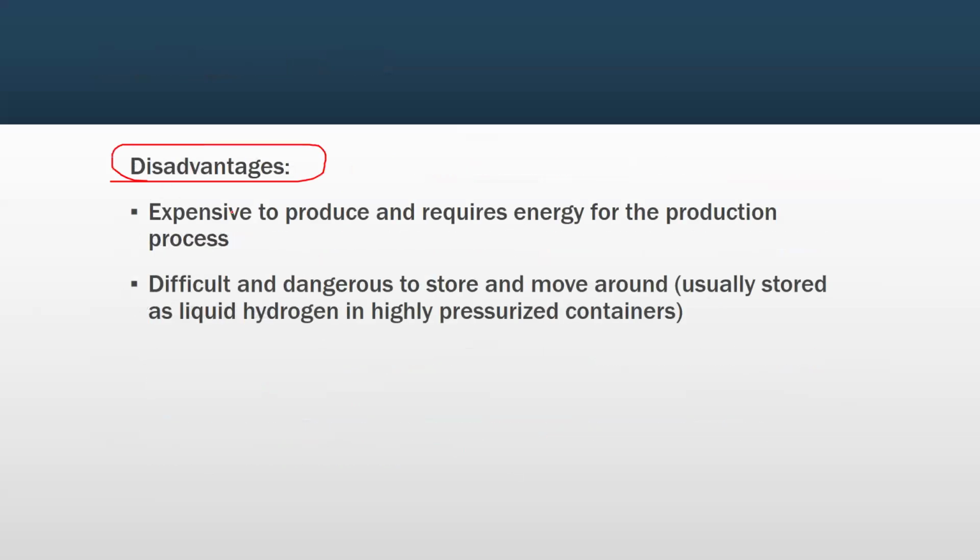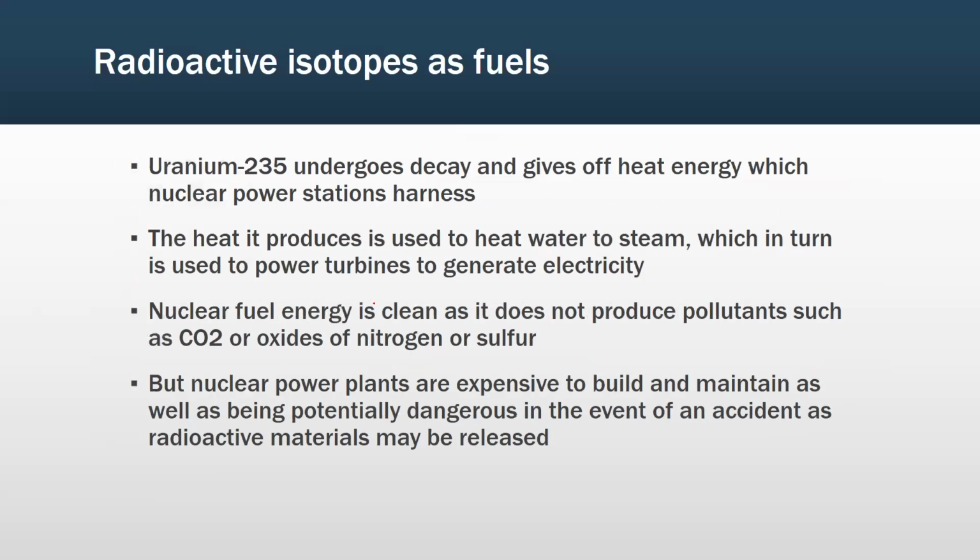But इसके disadvantages ये हैं that it is expensive to produce and it requires a lot of energy for the production process as well. It is also difficult and dangerous to store and move around because highly pressurized containers होते हैं. Other than hydrogen as a fuel, you can also use some radioactive isotopes as fuel as well.